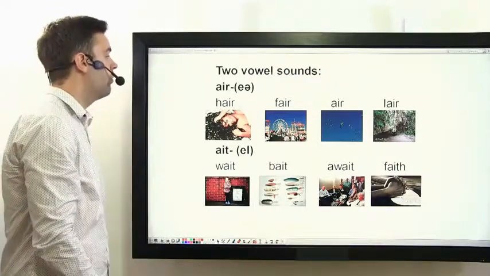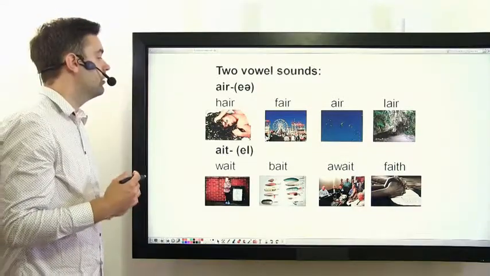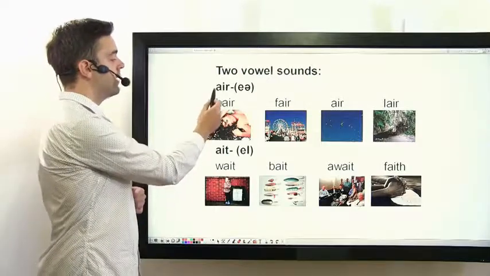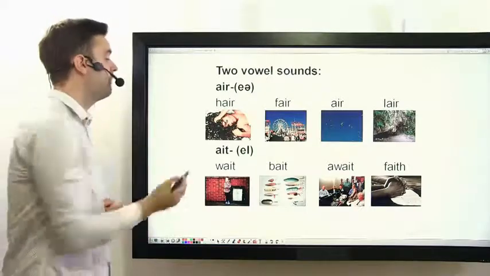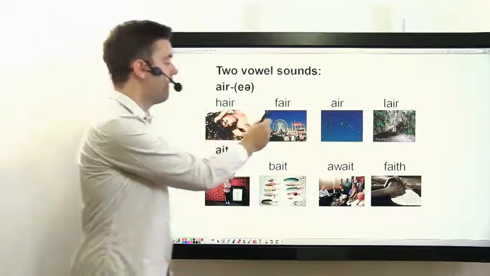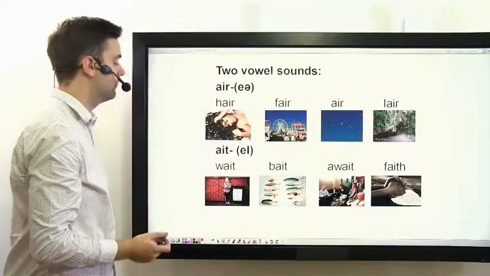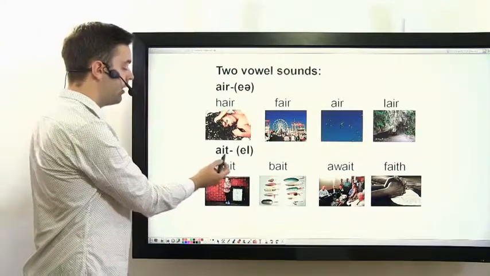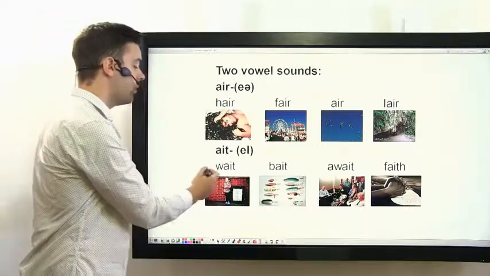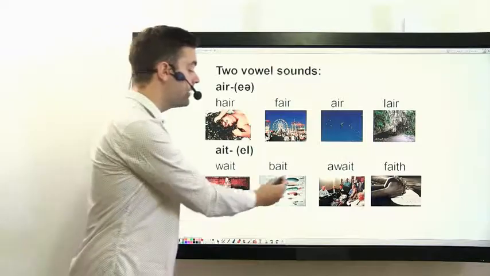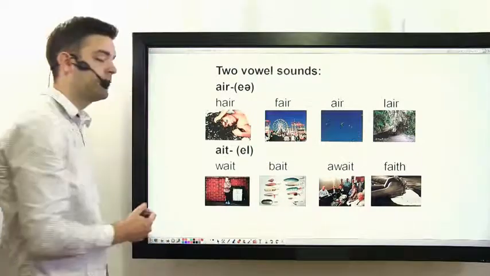Okay, so when we've got more than one vowel sound in a word, you get more complex ones, such as A-I-R is air. So hair, fair, air, and lair. When we join A-I-T, you get an 8 noise. So wait, bait, await, and faith.